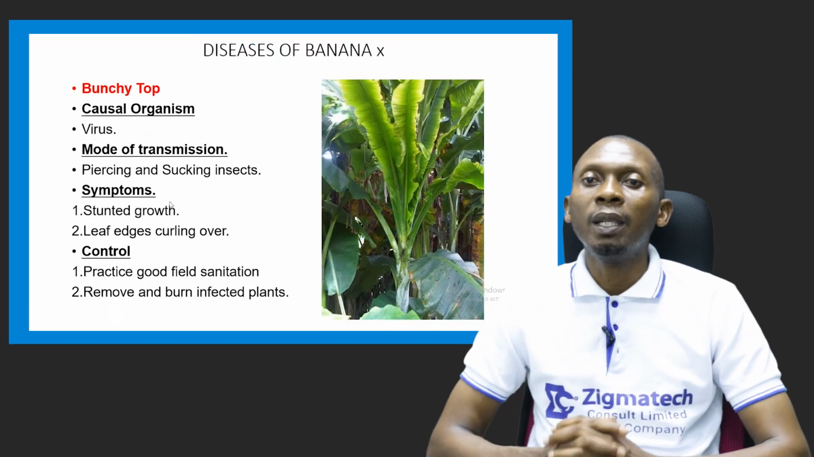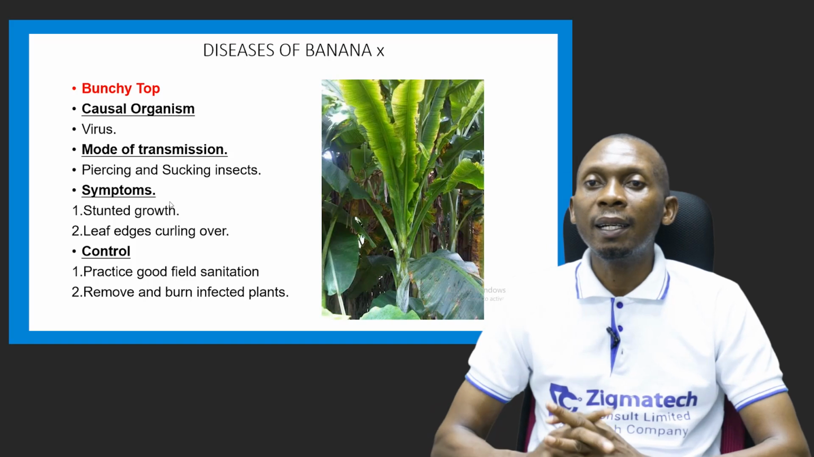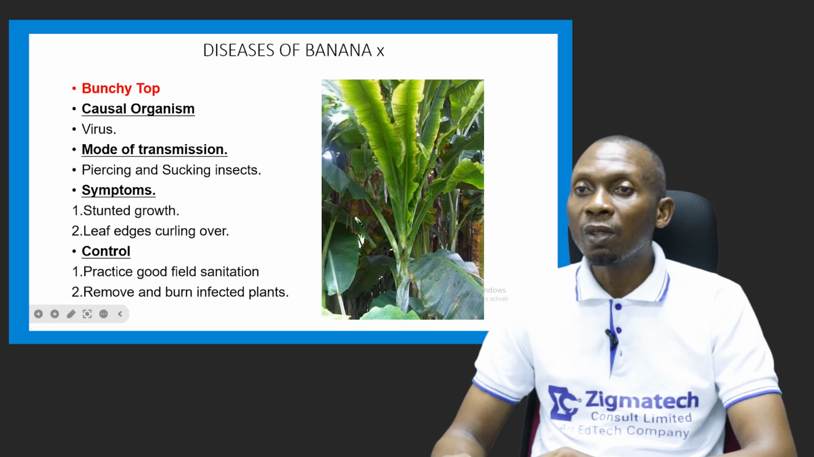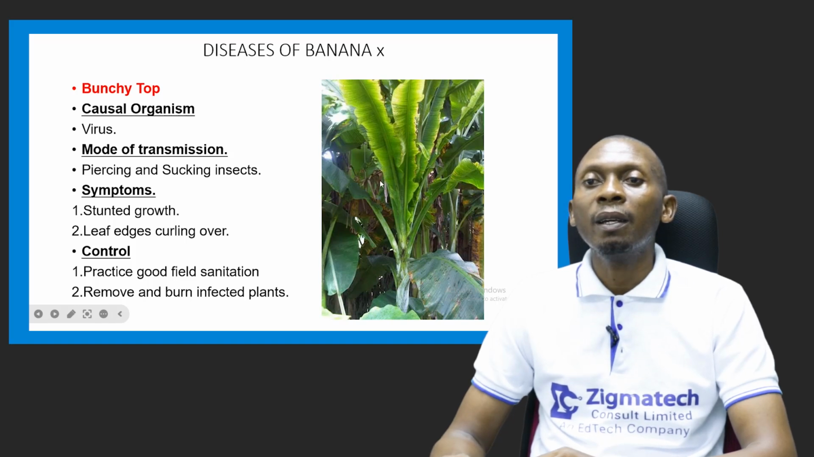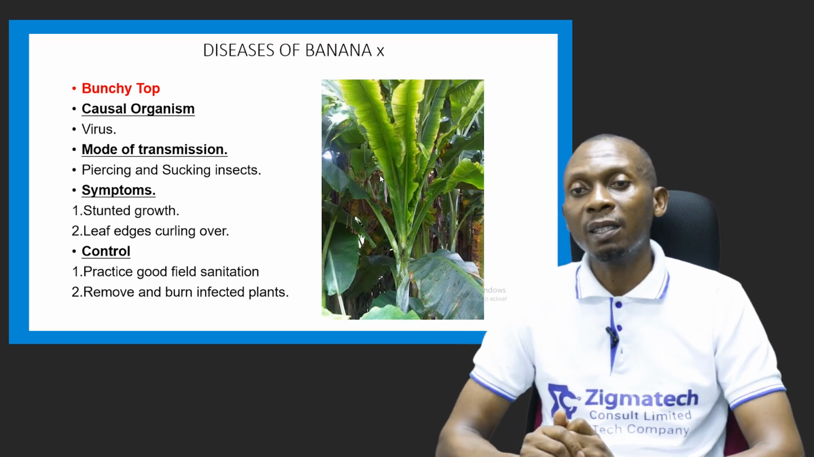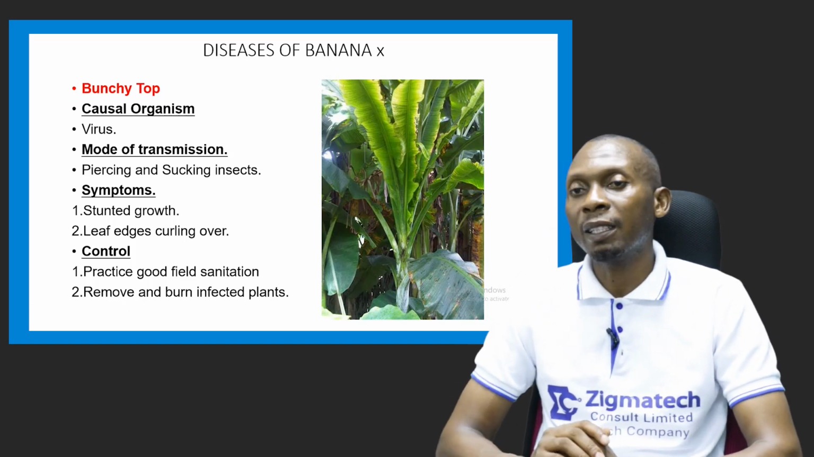Bunchy top is another viral disease of banana and is spread by piercing and sucking insects, and the symptoms here are stunted growth. The leaf edges will curl. Look at the leaf edges. You can notice that they are curling. They curl over. Then you could also control it by practicing good field sanitation and removing and burning affected plants.